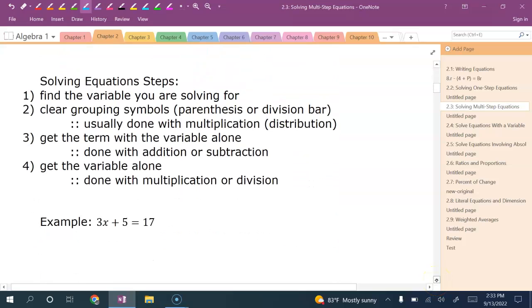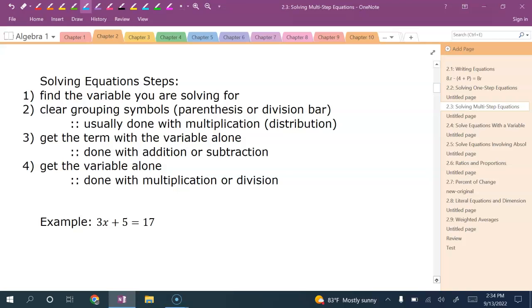Okay, so step 1 is to find the variable that you're solving for. Step 2 is to clear any grouping symbols, parentheses, and a lot of times that's done with multiplication, like that distributive property that I just showed you. Then you want to get the term with the variable alone, so you always need to add or subtract numbers first. Then you move on to doing division or multiplication if you still have a number sitting in front of the letter. So those examples up there went through all of these steps and showed you a way to handle the parentheses and how to solve for that x following these 4 steps here.